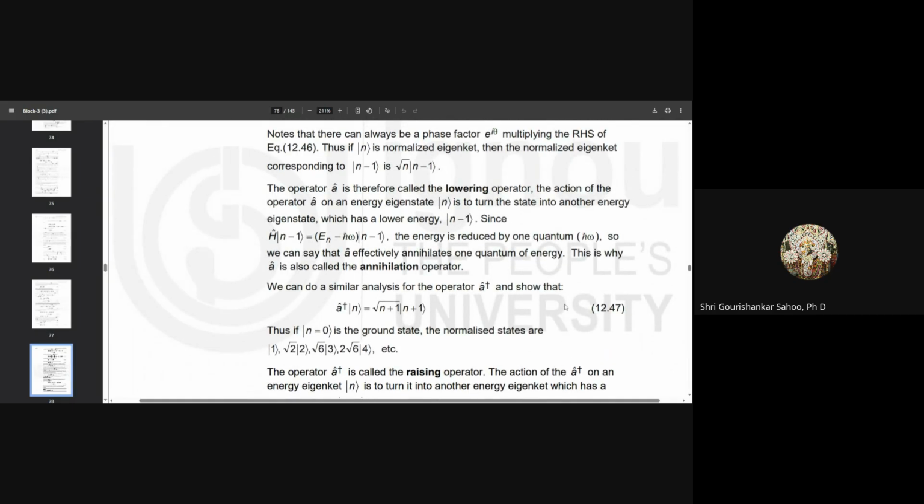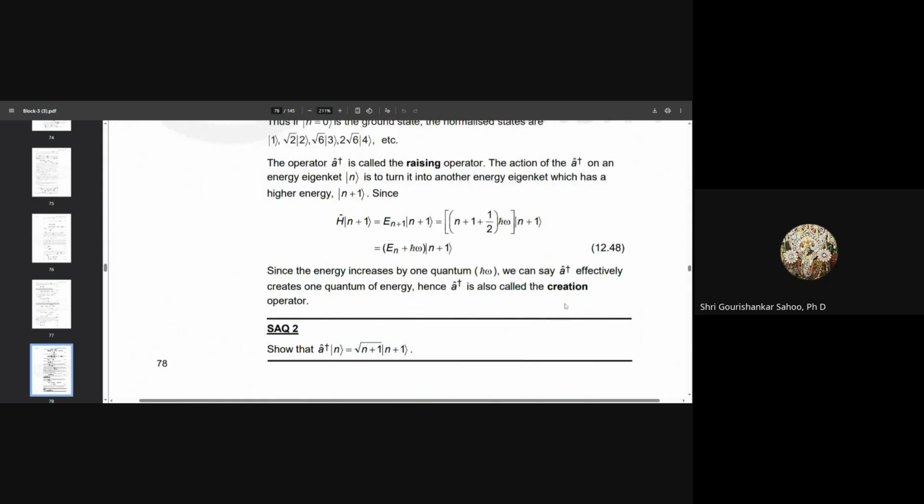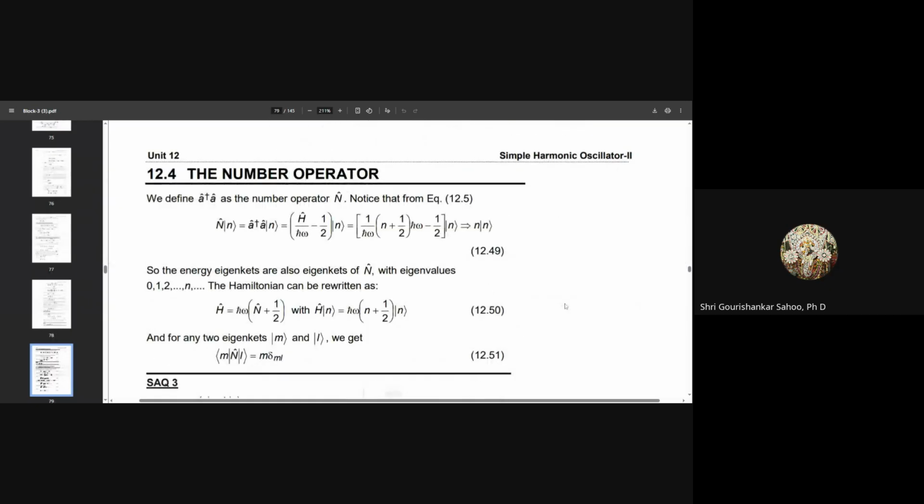So a cap is the lowering operator, and in this case a cap is also called the annihilation operator, and a cap dagger is called the raising operator. A cap is the lowering operator, a cap dagger is the raising operator, and these two will give you the annihilation operator and the creation operator.